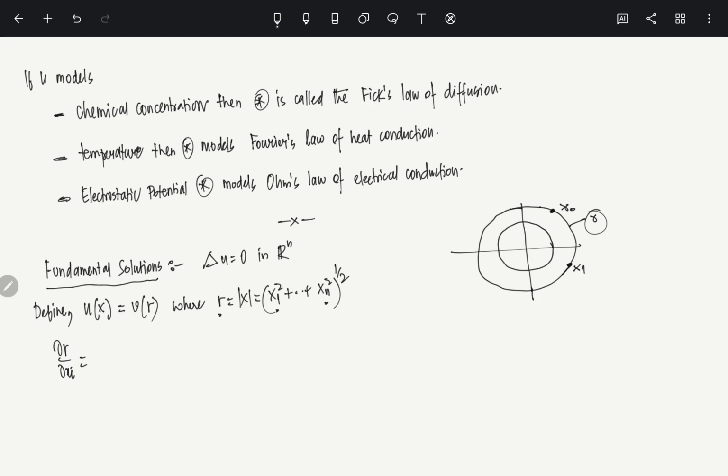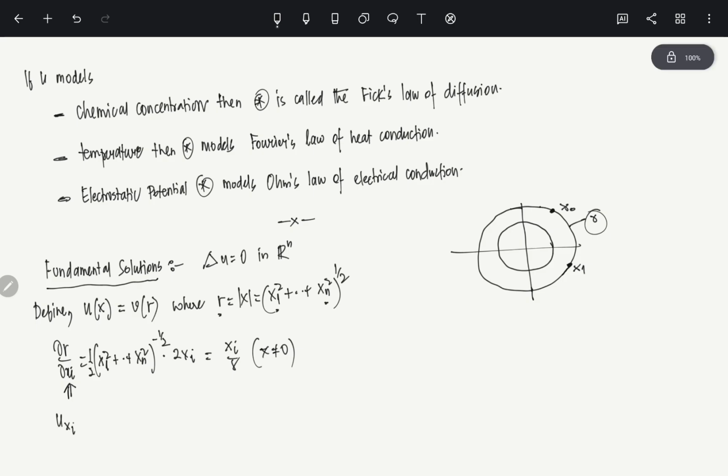So if I look at a particular direction, say the xi direction, and want to see the change in r in that direction, that is (x1² + ... + xn²) to the power minus half times 2xi. If you calculate it, it becomes xi/r. Of course, I am assuming x is non-zero, otherwise r is 0 and it doesn't make any sense here. So ∂r/∂xi looks like this.